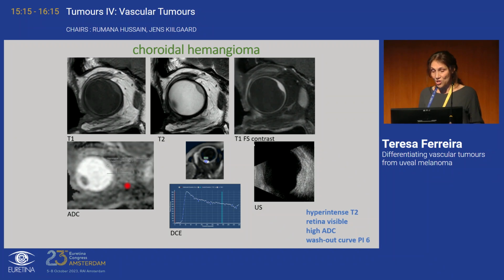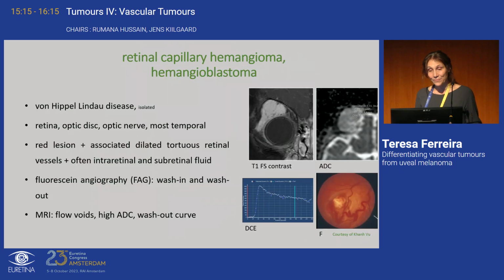On angiography, on the perfusion, you see the same configuration curve that we found in uveal melanoma, a washout curve, but there is a peak intensity of 6, so much higher than a uveal melanoma, because these are vascular lesions, so they enhance a lot.